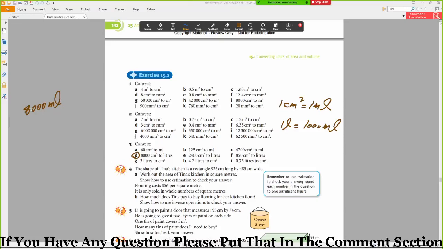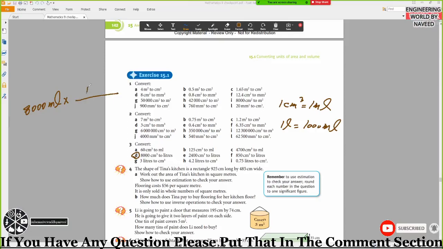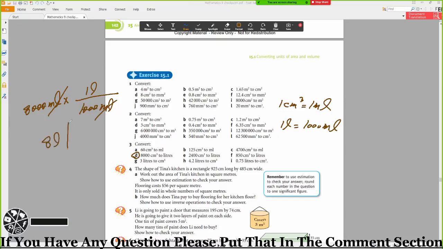Yes, let me check it. So 8,000 centimeter cube will be equal to 8,000 milliliter. Now I have a relation that 1 liter is equal to 1000 milliliter. So मुझे milliliter नीचे चाहिए. So this will be 1 liter equal to 1000 milliliter. So this milliliter will cancel by this ml, and these 3 zeros will cancel by these 3 zeros. 8 times 1 is equal to 8 L. Good.